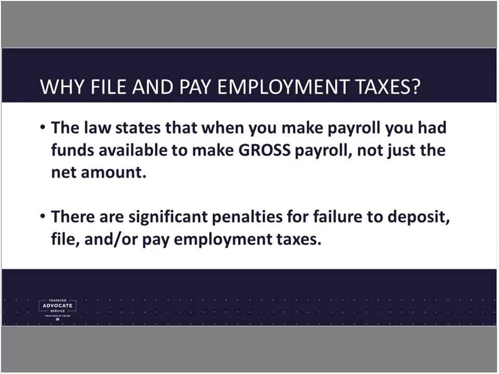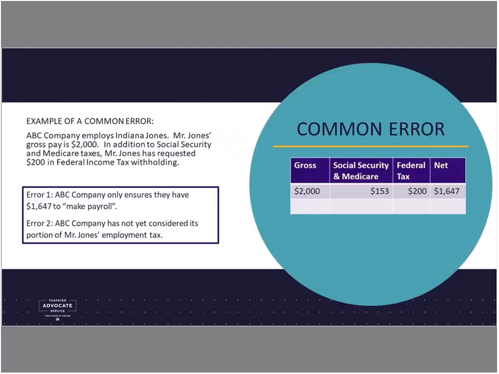And many employers, unfortunately, make the mistake of only paying the net payroll, the portion that the employee receives. This has been, unfortunately, the downfall of many small business owners. When making payroll, the employer is responsible for their portion of the payroll taxes and the employee's portion of the payroll taxes. Failure to submit either of these amounts to the IRS, again, can result in significant penalties. Next few slides are just going over an example of a common error.